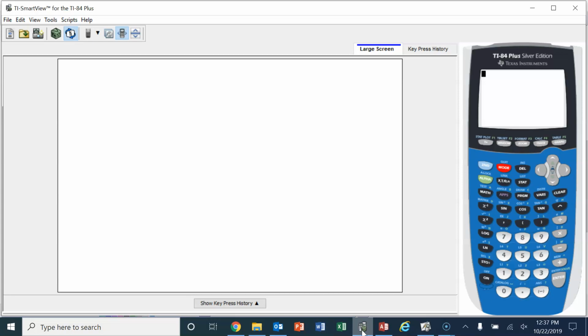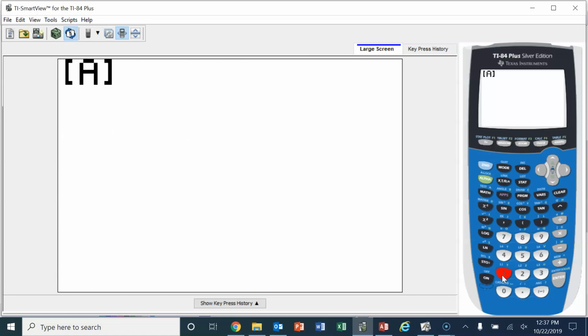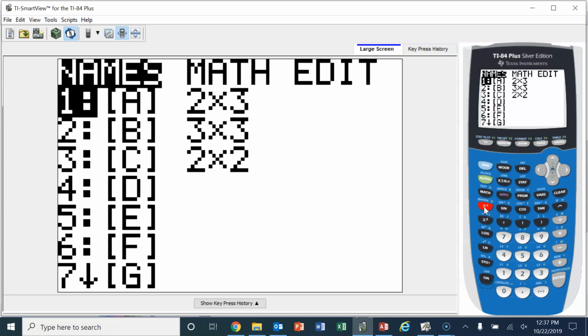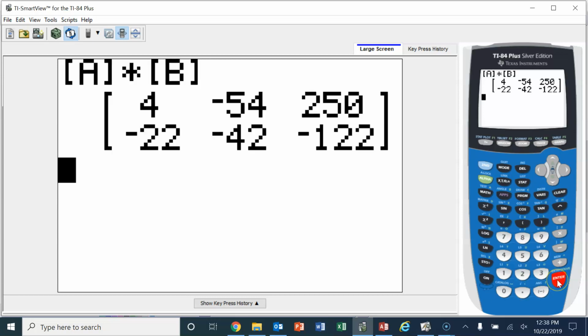So you're on your home screen, you're going to go back to the matrix, and you're going to pick A. We're going to hit the times button. I don't think you have to, but we can hit the times button because we're multiplying them. Go back to your matrix and pick C, which I put in matrix B. Okay, I put matrix C in matrix B. Sorry about that, ladies and gentlemen.